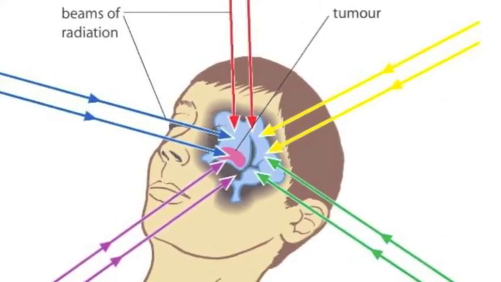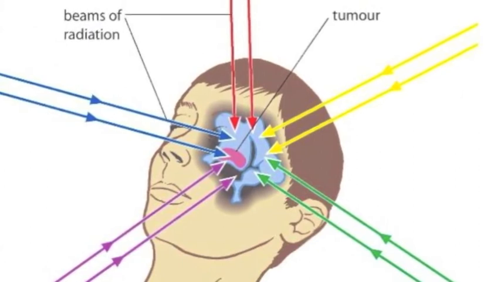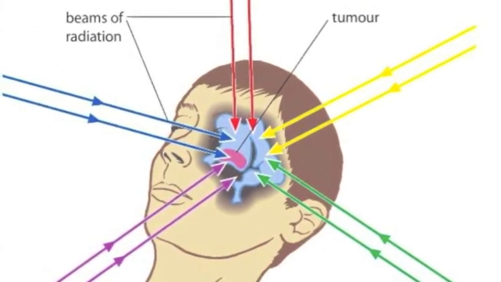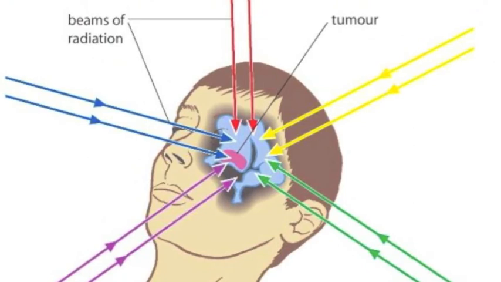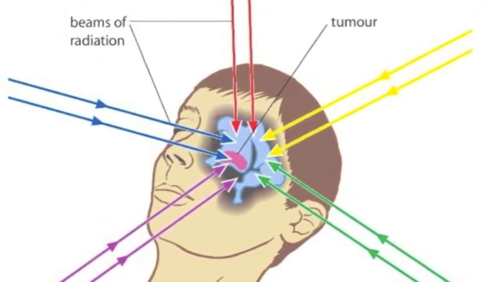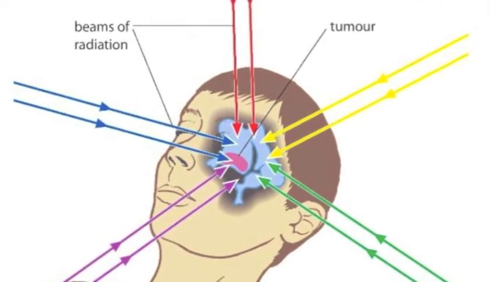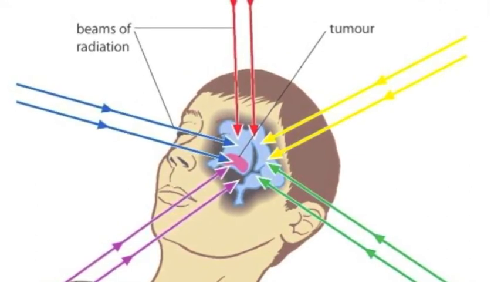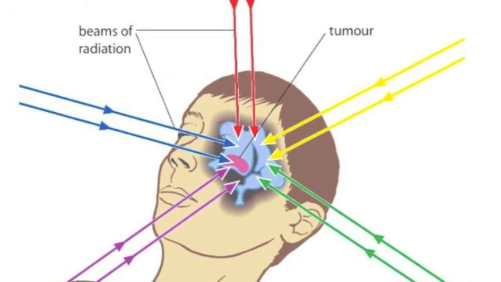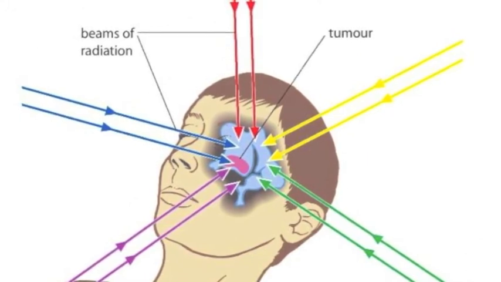The beams are focused to ensure that the target area, rather than healthy cells, receives the most radiation. One approach is to direct the rays from different directions. The cancer is hit by every beam, but healthy tissue is only exposed to one beam that passes through.